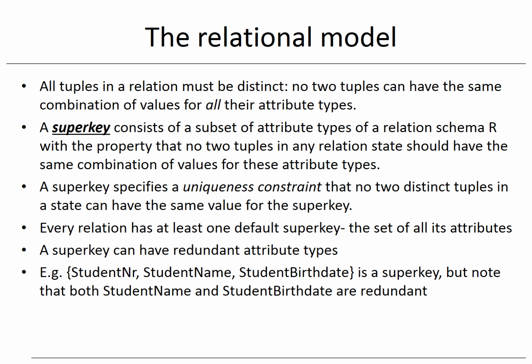Every relation has at least one default superkey, the set of all its attribute types. A superkey can have redundant attribute types. As an example, for the relation student, student number, student name, and student birth date is a superkey, but note that both student name and student birth date are redundant, and student number is a superkey as such.